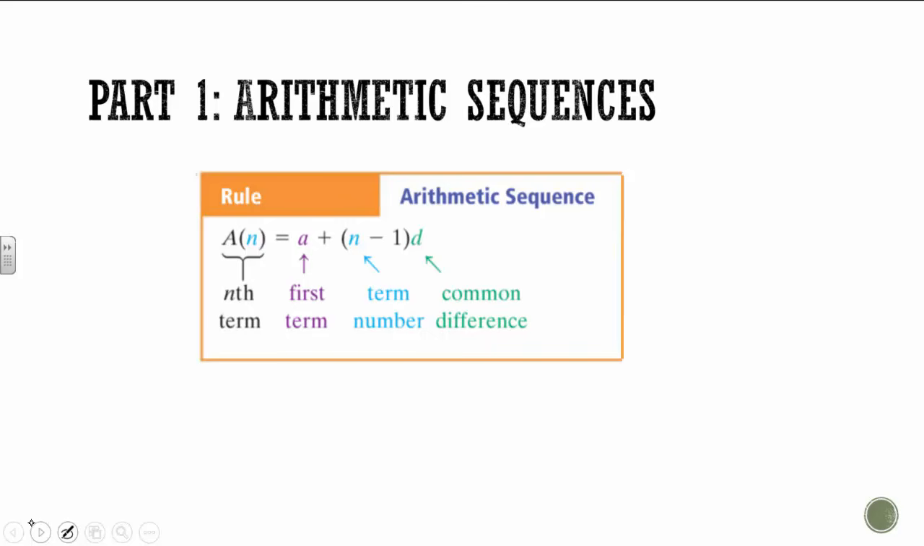So this is a rule that allows us to figure out any number in the sequence without having to continue the pattern over and over again. And this is linear. We are adding or subtracting something over and over and over again. So this common difference right here tells us how to get to the next number.